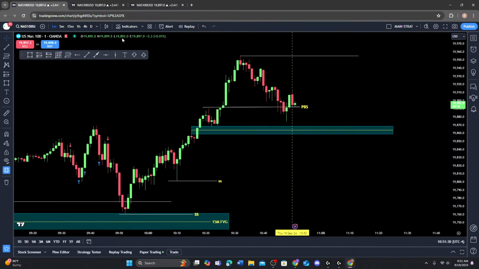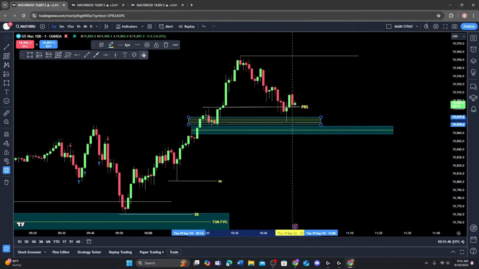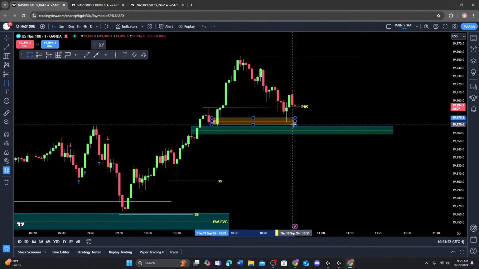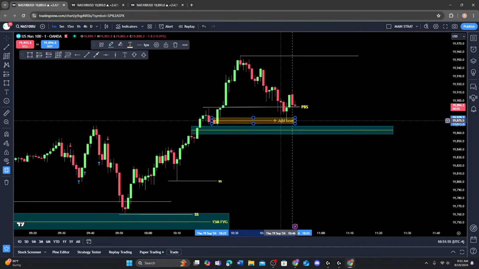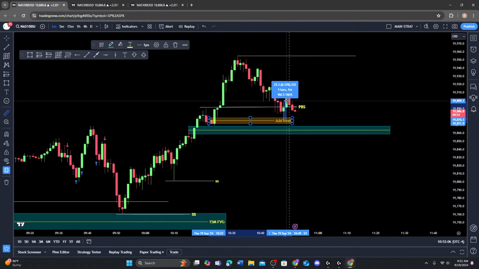I was always wondering if you could trade these like a scalp with the order block. Put your limit order here, and then just aim for 10 handles. 17, 20. Just aim for like 10.